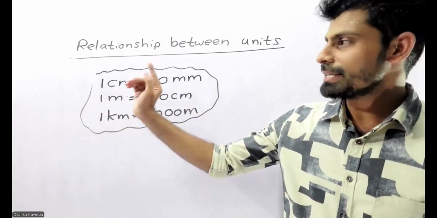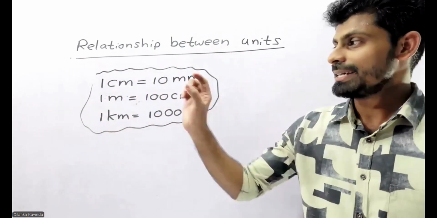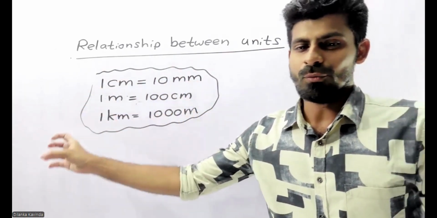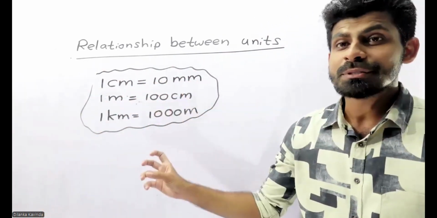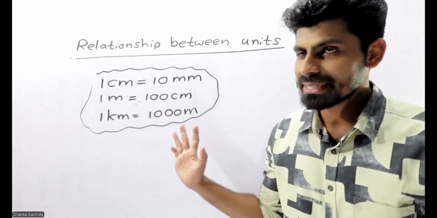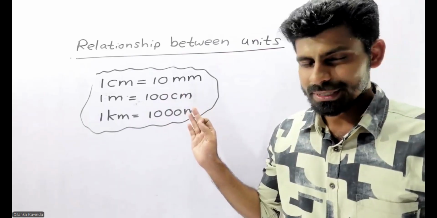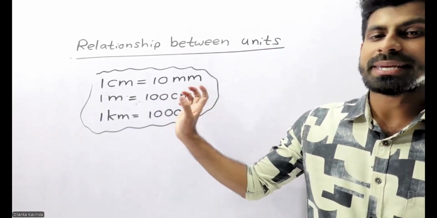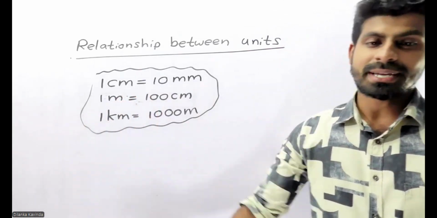1 centimeter means 10 millimeters. 1 meter means 100 centimeters. 1 kilometer means 1,000 meters. Right. Just quickly note it down. This one is very important. Quickly note down the relationship between units. Hurry up.